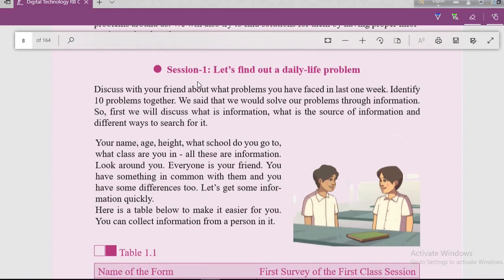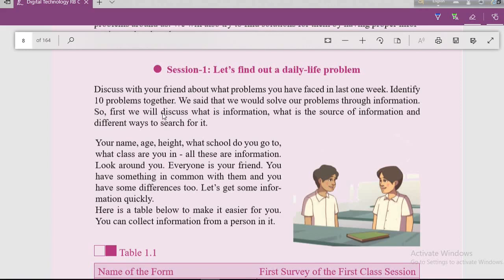Session 1. Let's find out a daily life problem. Discuss with your friend about what problems you have faced in the last 1 week. Identify 10 problems together. We said that we would solve our problems through information.